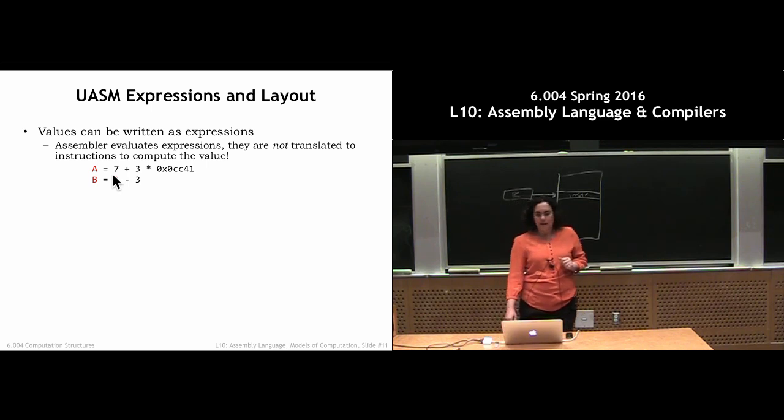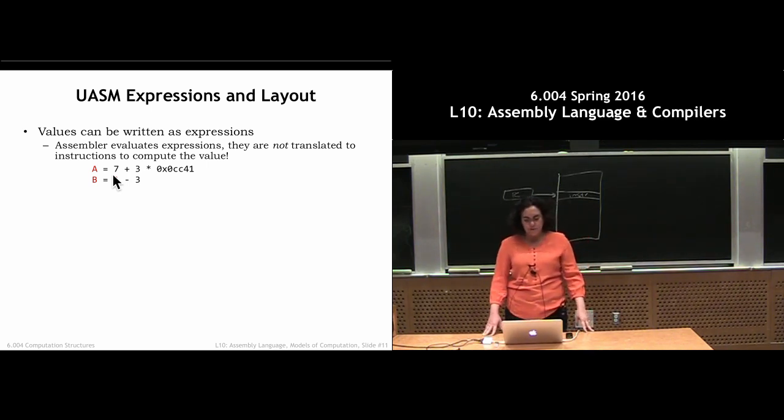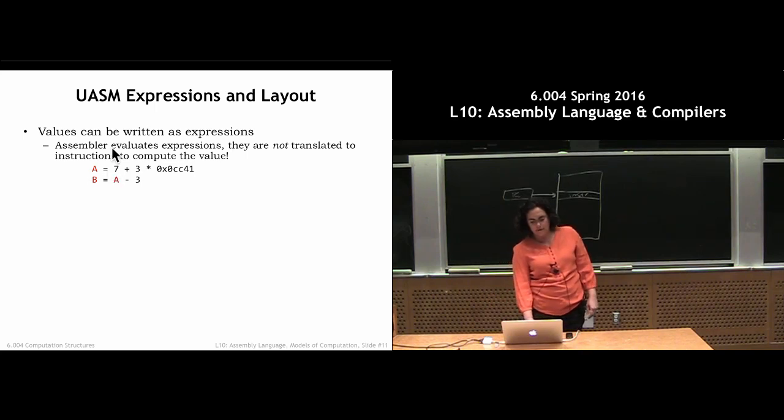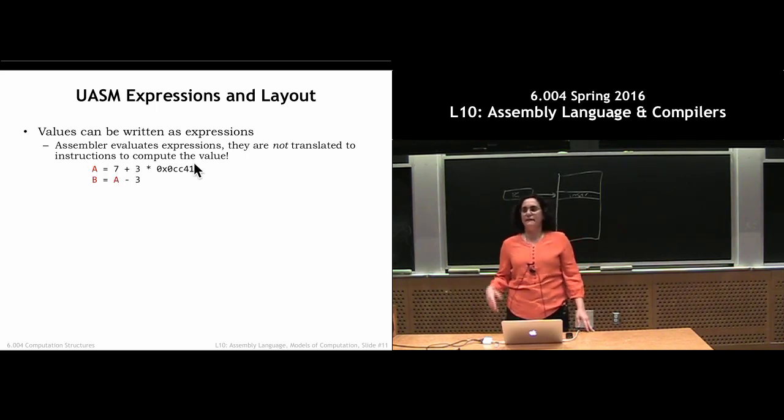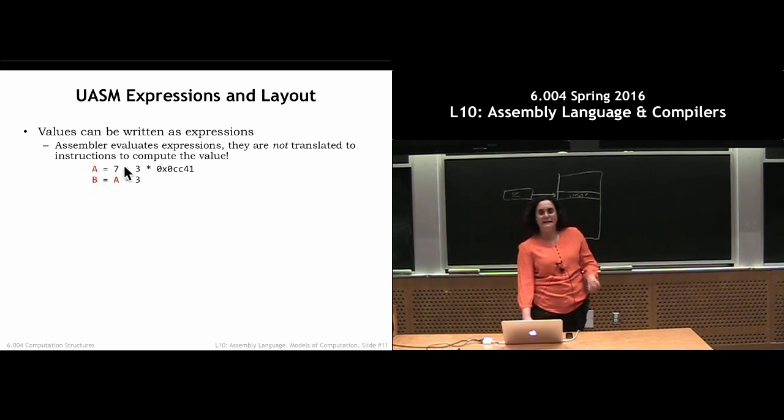All right, a couple other things are expressions. Our assembler can specify things like a equals 7 plus 3, and that will be figured out for you by the assembler itself. It's not that it's going to create a beta add instruction. Instead, it's simply going to associate a with the result of having executed this expression.